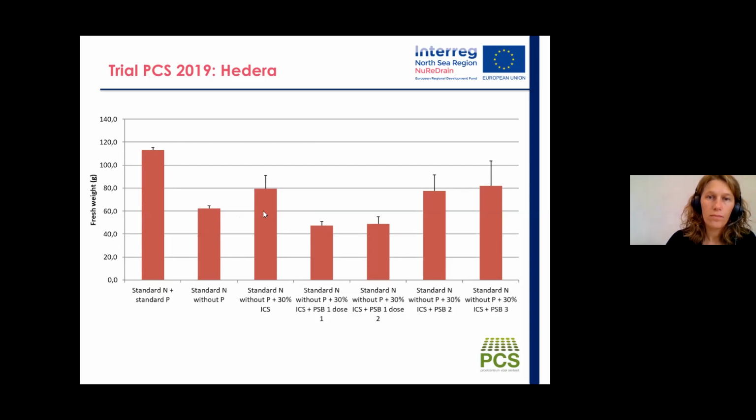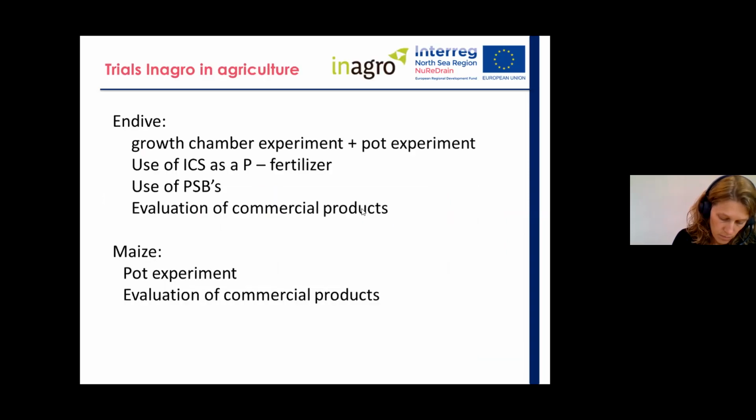Adding the 30% ICS gave an improvement, which was rather significant, but not high enough. And adding the PSBs sometimes even gave worse results. There was some reaction, I think. We don't know quite well why, but anyway, it didn't reveal what we wanted. It didn't give us the help from the bacteria that we wanted to have.